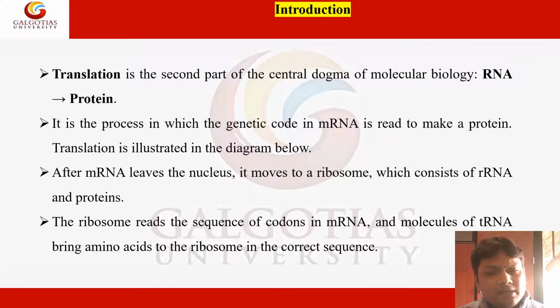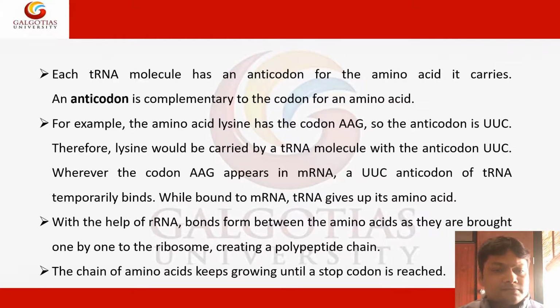After the mRNA is formed, it has to leave the nucleus and move to the ribosomes, which consist of ribosomal RNA and proteins. The ribosome reads the sequence of codons in the mRNA, and molecules of transfer RNA bring the amino acids to the ribosomes in the correct sequence.